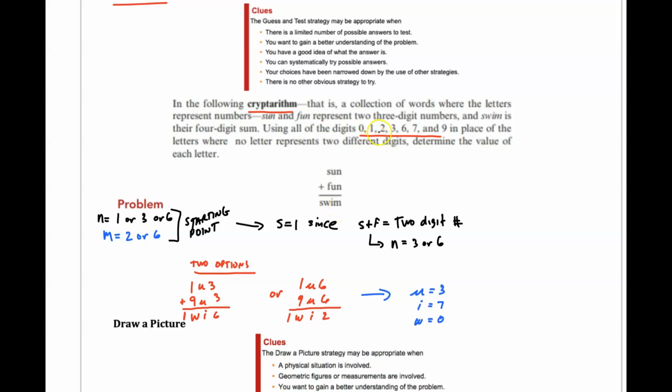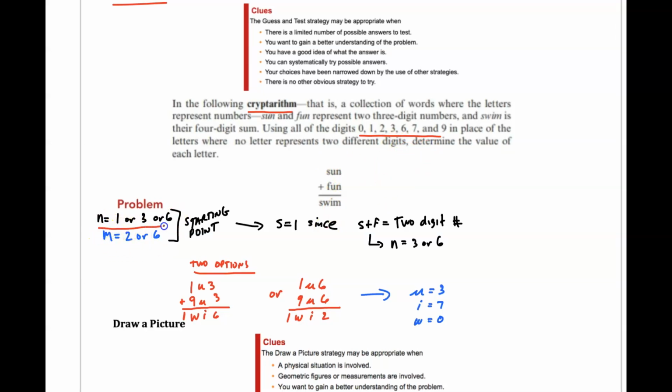It can't be a 2. N can't be a 2 because 2 plus 2 is 4, and there is no 4 in our values here. It can be a 3 because 3 plus 3 is 6, and that's one of our values. It can't be a 7 because 7 plus 7 is 14, and then that would be a 4, right? But we have no 4s. And it can't be a 9 because of the 18. So that's our starting point.